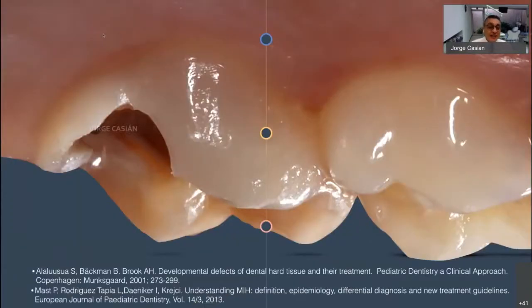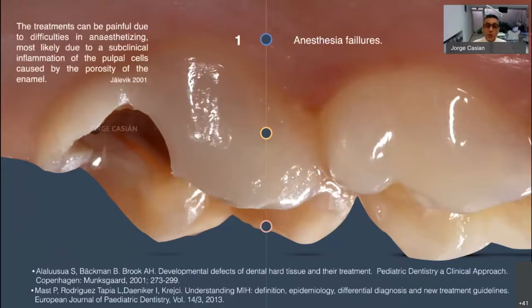Problems that we face at restoring. Number 1, problems to have enough anesthesia to do the preparation. Hypomineralized enamel is not good isolating the pulp. That is why those teeth used to have heat sensitivity.